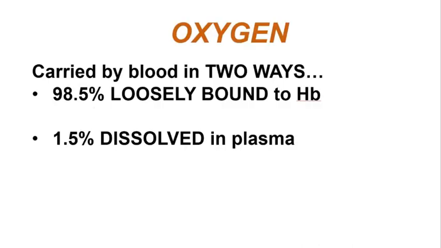So recall that oxygen is carried by the blood in two ways. The vast majority of it is carried by hemoglobin. So oxygen loosely binds to one part of the hemoglobin molecule, and it's carried within the molecule itself. A small proportion of it is dissolved in the plasma, and this is because oxygen does not dissolve very easily into liquids.